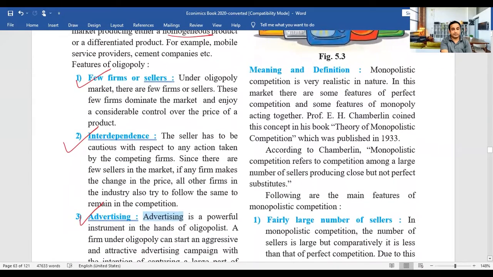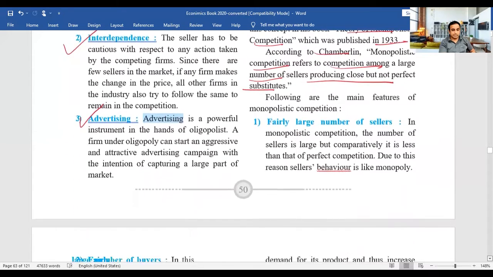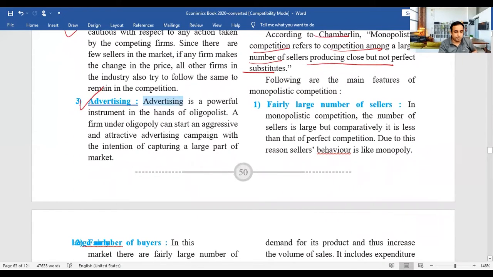Monopolistic competition is a market structure where there are many firms and they are selling the differentiated product. So Professor E.H. Chamberlin coined this concept in his book Theory of Monopolistic Competition, which was published in 1933. According to Chamberlin, monopolistic competition refers to a competition among a large number of sellers producing close but not perfect substitutes. So there are several features of monopolistic competition.